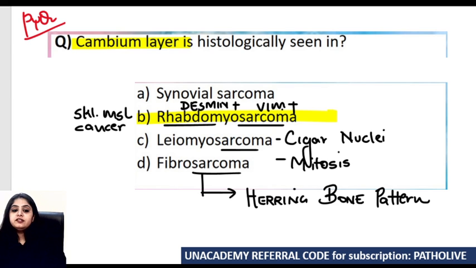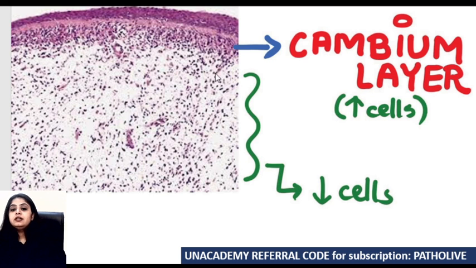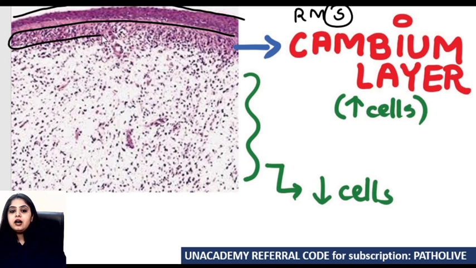Okay, so what is this cambium layer that I'm telling you? See, I'm dealing with rhabdomyosarcoma. Sarcoma means it's a mesenchymal tumor, means the epithelium is not going to be involved. So you will see that the epithelium above is totally intact. Below that, the cancer cells are there. So all the cancer cells are accumulated in one layer, and that is referred to as the cambium layer. So the cambium layer is below the epithelium.